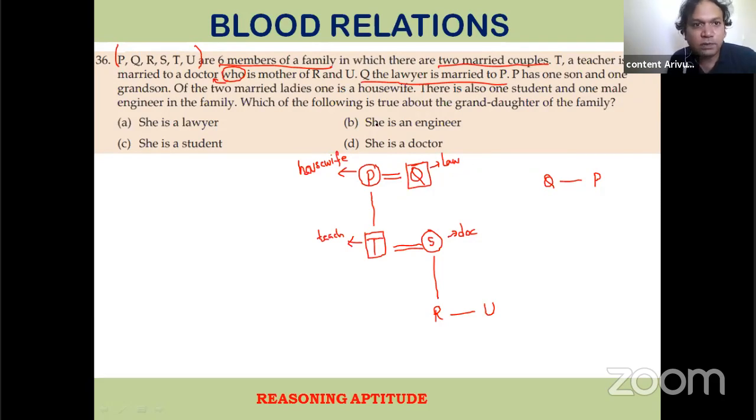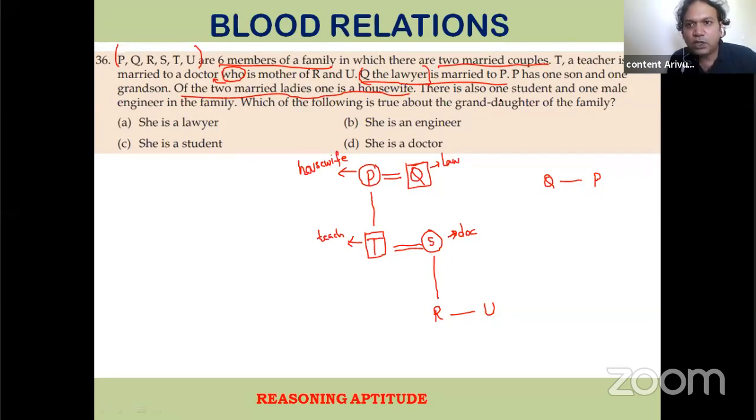How did we get to know this? Because of the 2 married ladies, 1 is a housewife. Of those 2 married ladies, we know 1 is a doctor. So the other one must be between P and Q. One of them must be housewife. Now Q can't be housewife because we know Q is the lawyer. That means P must be housewife. So P is the mother, Q is the father. They have a son T who is married to S, and T and S have 2 children, R and U.